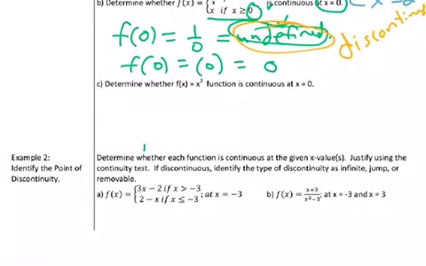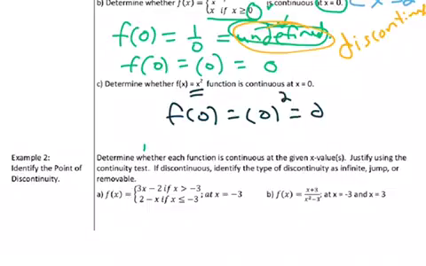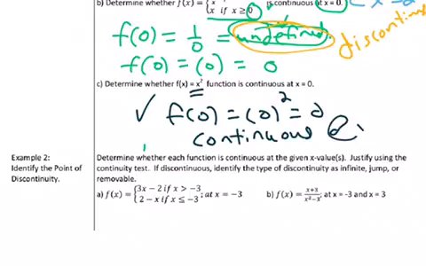In the next problem, determine whether f of x equals x squared is continuous at x equals 0. Again, we identify this as a quadratic function, so we expect it to be. We do f of 0, and 0 squared is 0. So there's our evidence, and we would say it is continuous at x equals 0.